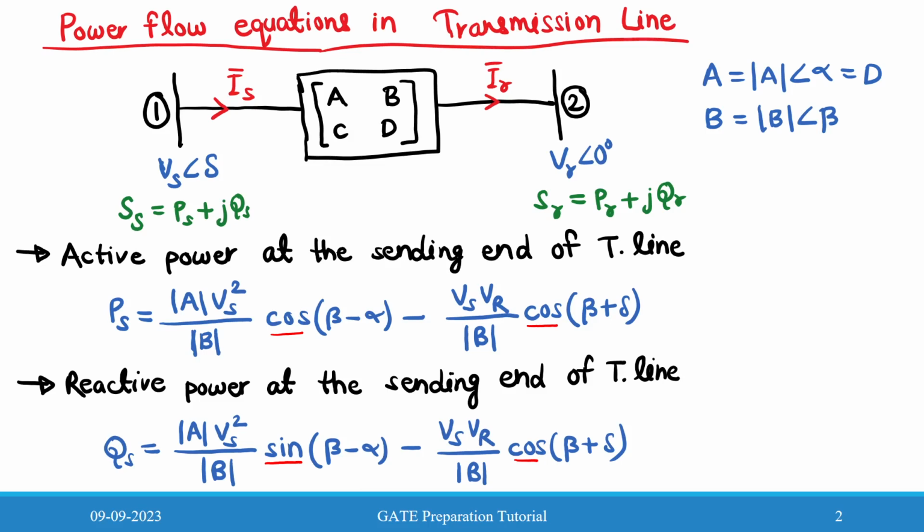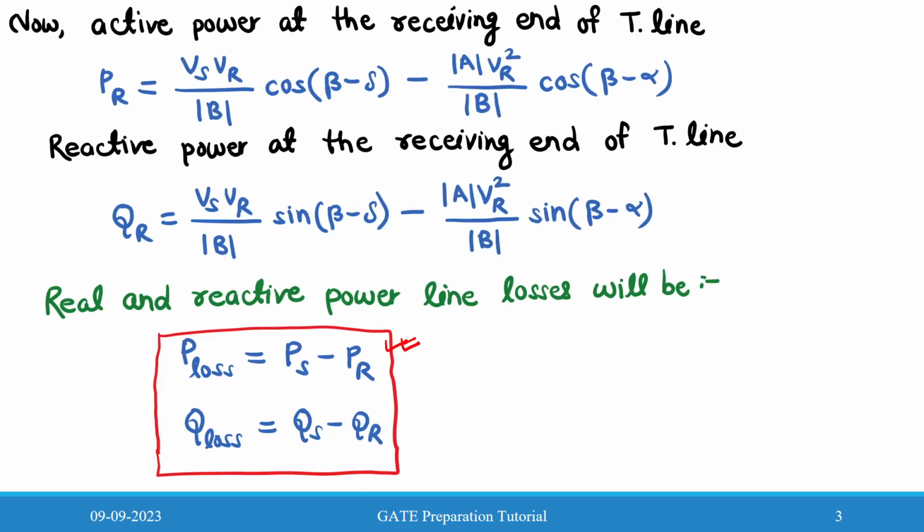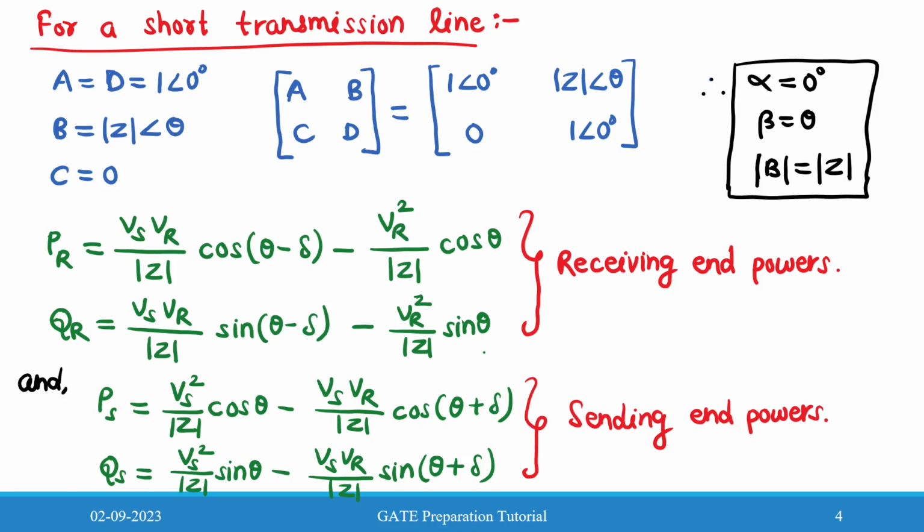Now we will see the expression for a short transmission line. For a short transmission line, A is equal to D, which holds for every type of transmission line, but here A is equal to 1 at the angle of 0 degree, B is represented as Z at the angle of theta, and C will be 0. So if we convert the previous expression for a short transmission line, we have to substitute alpha equal to 0 degree and beta equal to theta, and B is replaced by Z.